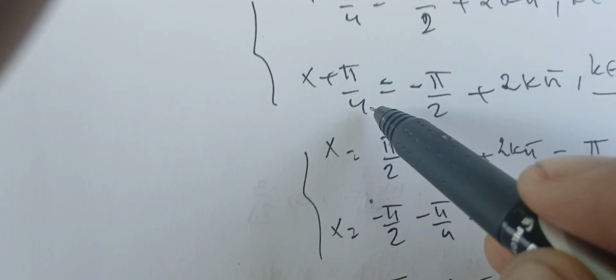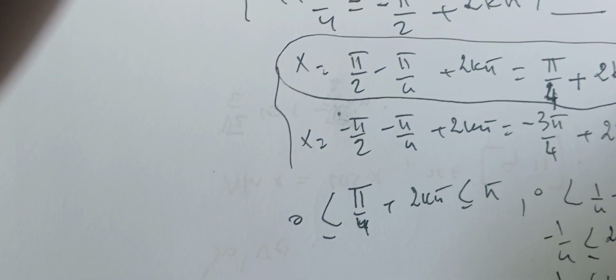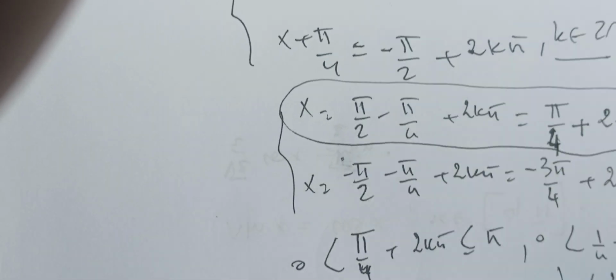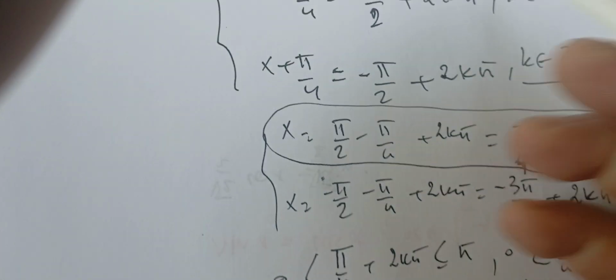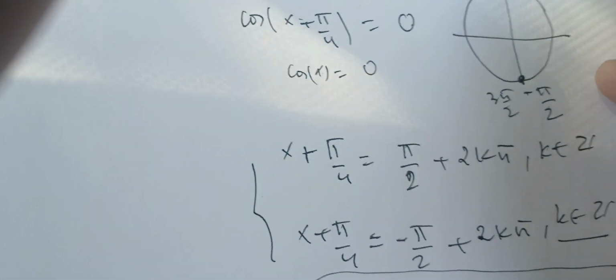Okay, so we treated this condition here. So k is 0, that means the solution is pi over 4. So I got my first solution, okay? So that means x is pi over 4.